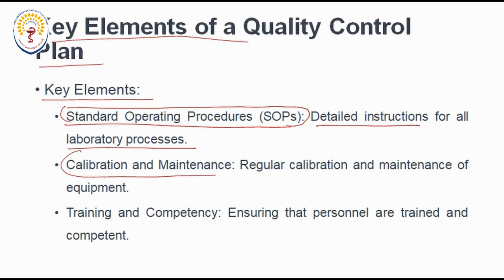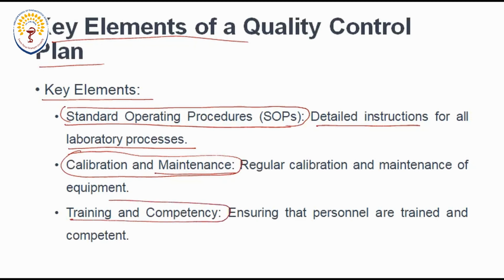Now, calibration and maintenance. To perform quality control, you have to regularly calibrate and maintain your instrument. Instrument calibration is the most important thing, because instrument calibration ensures that our instrument is measuring the desired values.